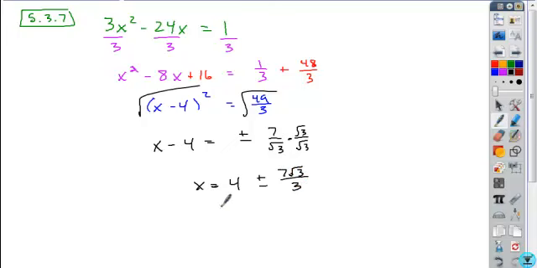And then the final step would be to write 4 in terms of the same fraction. So here I could have done it here as well. Adding 4 is like adding how many thirds? 12. So you get 12 plus or minus 7 root 3 all over 3.